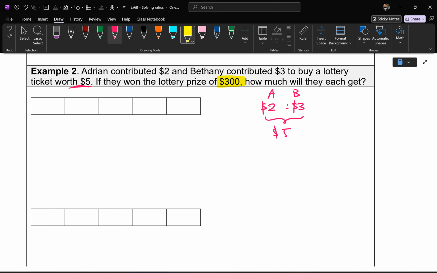Okay? What's the problem if I took the $300 that they won and split it into 2, which each of them get $150? What's wrong with that? Why doesn't that work? Adrian didn't contribute much. That's right. Technically, it's not a fair 150-150 because technically Bethany put in a bit more. And so she technically should win a bit more of the money rather than an even split. So the question is, how much should Adrian get and how much should Bethany get?